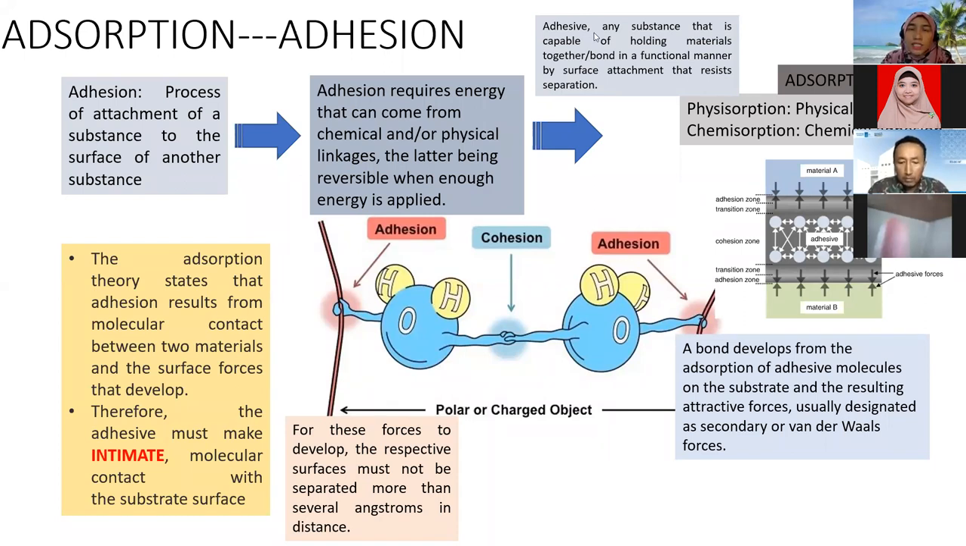About adhesion. Adhesive is any substance that is capable of holding materials together in a functional manner by surface attachment that resists separation. So in other words, if we have this surface, we have adhesive. Just now I called it adsorbate, that is from the chemical approach, but now you know that adhesive is any substance capable of holding material together. One is adhesion force, the other one is cohesion force. That's why I said the pair of adhesion is cohesion.